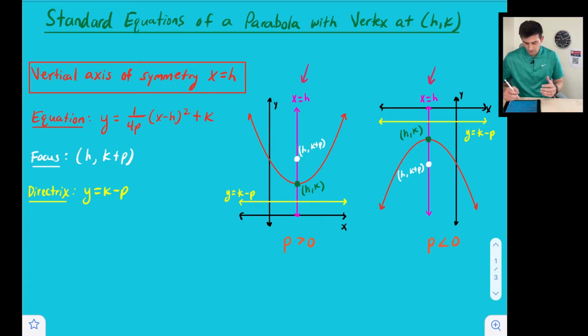That's for this first diagram, when p is greater than 0. We're going to have a parabola that opens up. Our focus is on the interior of the parabola either way, but in this case it is above our vertex, and our directrix would be below our vertex. Our second diagram over here on the right is when p is less than 0, which gives us a reflection, a negative value out in front. In this case, our focus is going to be below the vertex, and our directrix will be above the vertex. But we still get the focus the same way: we add p to the k value, and we subtract p from the k value to get our directrix.